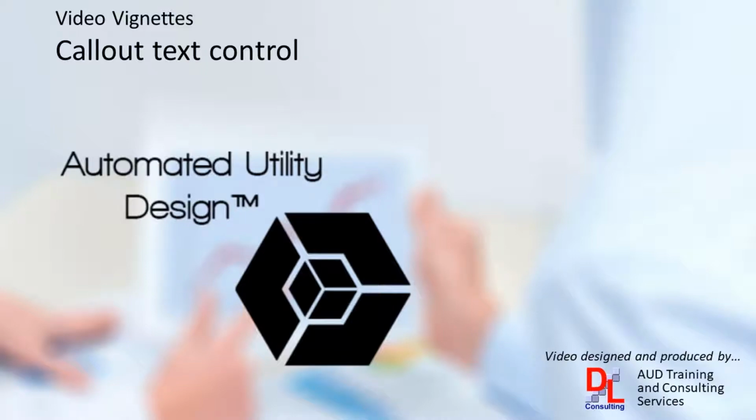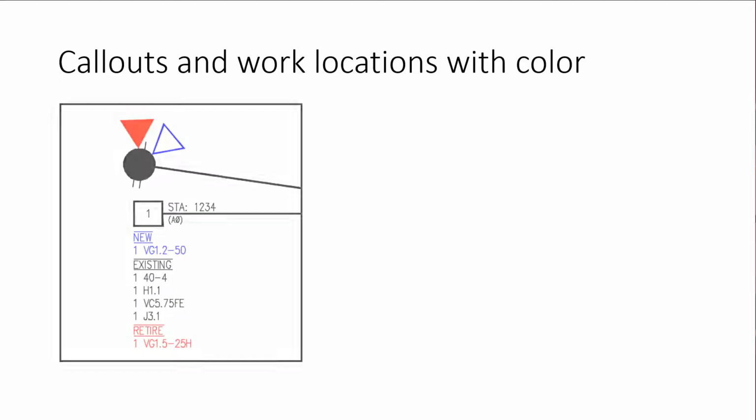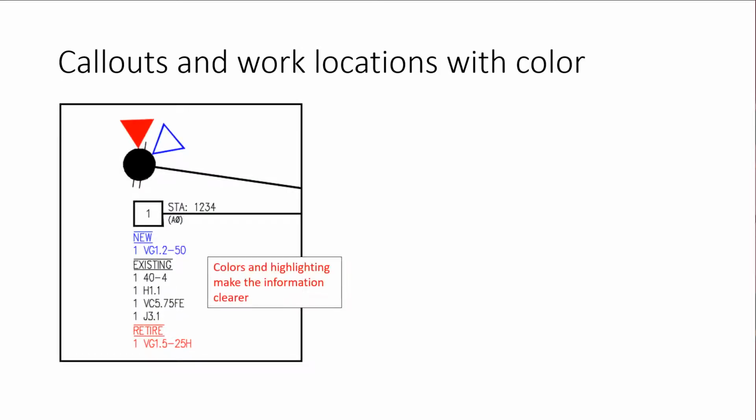I've frequently seen requests to have AUD callouts or work locations that include color or other text variations to make things more interesting and readable. For example, when you're showing materials at a work location, color and text underlining can make information clearer.